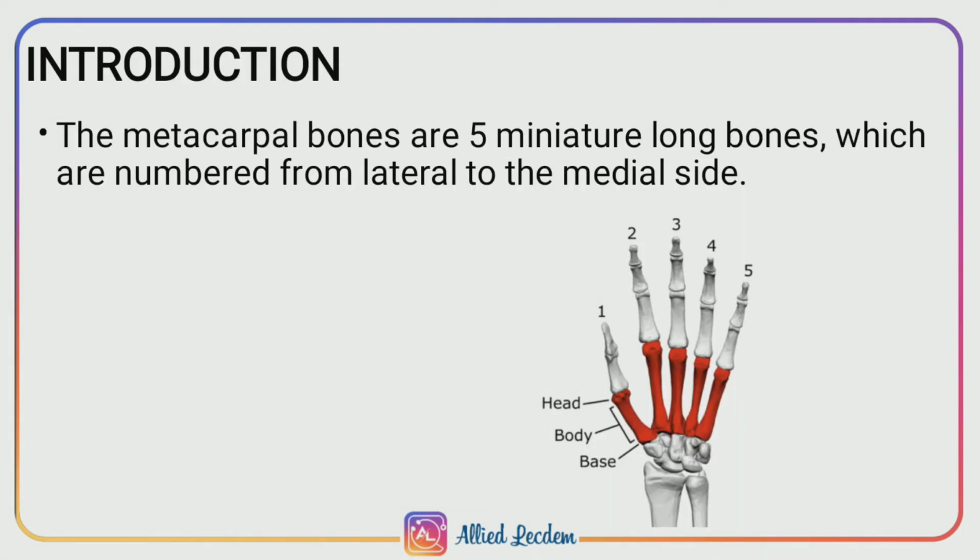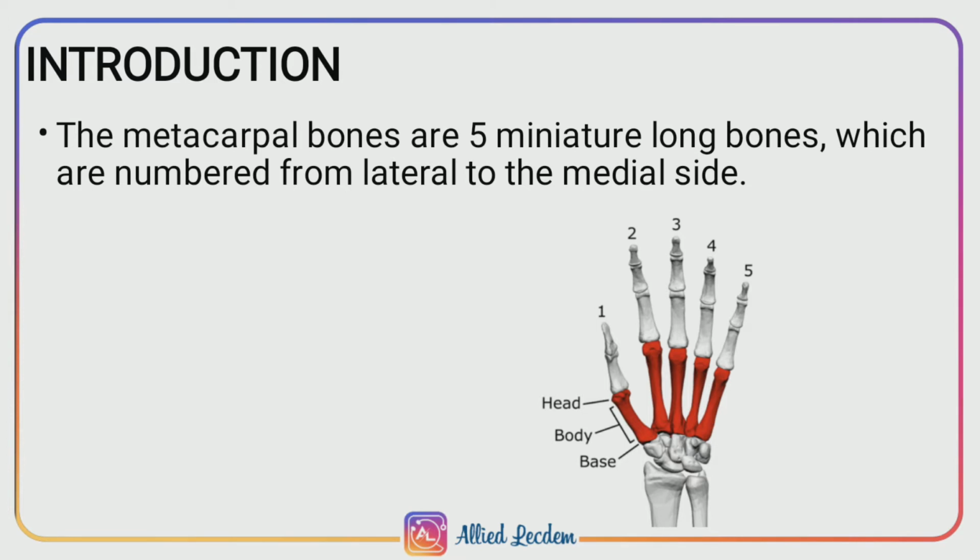First, we will see about metacarpal bones. Metacarpal bones are five miniature long bones which are numbered from lateral to the medial side. That is, the hand contains five metacarpal bones that articulate proximally with the carpals and distally with the proximal phalanges. They are numbered moving lateral to medial, starting with the thumb, which is metacarpal 1, and ending with metacarpal 5, that is the little finger.